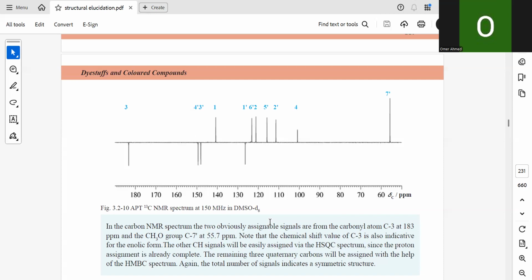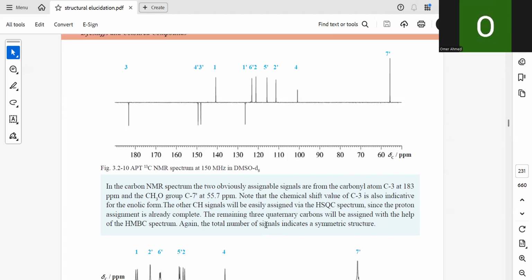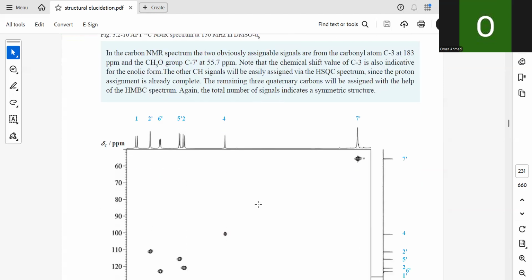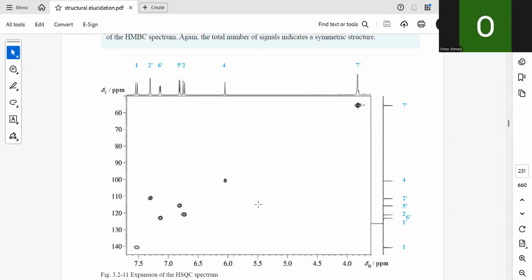Okay, so the other CH signals can easily be assigned via the HSQC spectrum. The HSQC shows which proton is attached to which carbon. As the total number of signals indicates, the structure is symmetrical. We have 11 signals. Okay, so we go to the HSQC.